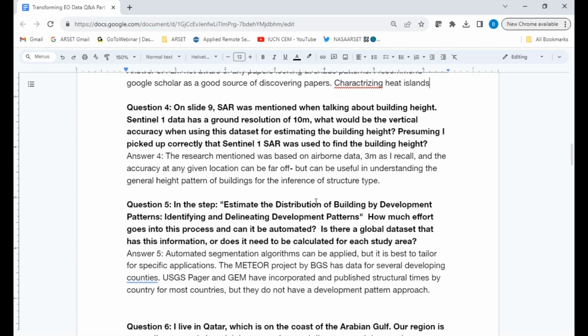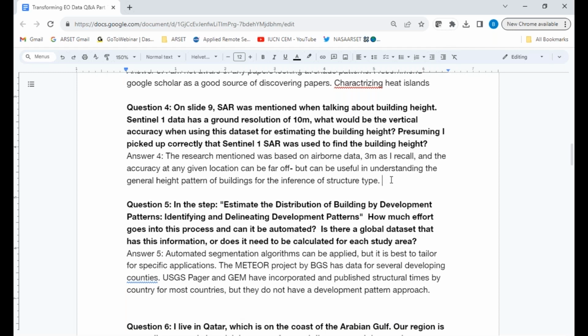Question 4, on slide 9, SAR was mentioned, synthetic aperture radar, when talking about building height. Sentinel-1 data has a ground resolution of 10 meters. What would be the vertical accuracy when using this data set for estimating the building height, presuming I picked up correctly that Sentinel-1 SAR was used to find that building height? So this is a highly technical question that I don't know the answer to.